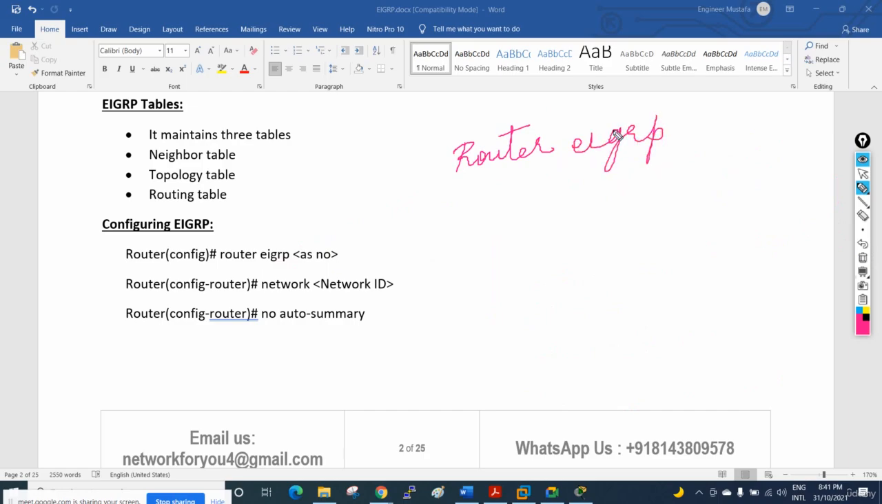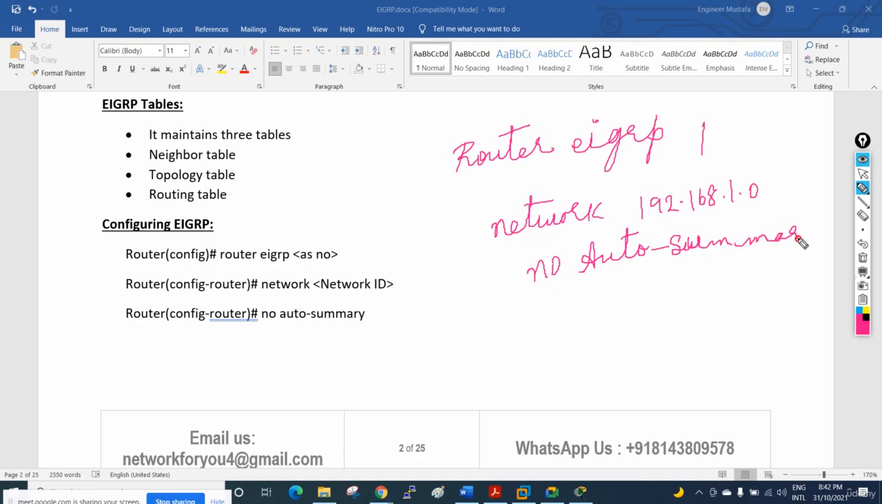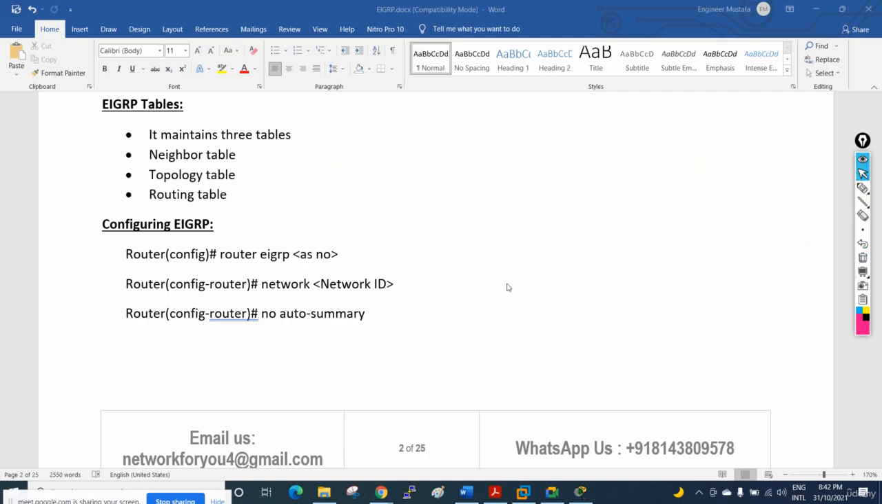So I can say router EIGRP, and I will give 1, and then we need to write network and the network ID, for example 192.168.1.0. Then we need to write no auto summary, because by default the router is doing summarization, and we don't want the summarization. This is the whole configuration. You need to remember, if you do this configuration in R1, in R2 also you need to use the same AS number. In OSPF we can use anything, but in EIGRP the same AS number should be on both sides. So this is the syntax for configuration of EIGRP, and we need to remember this syntax.